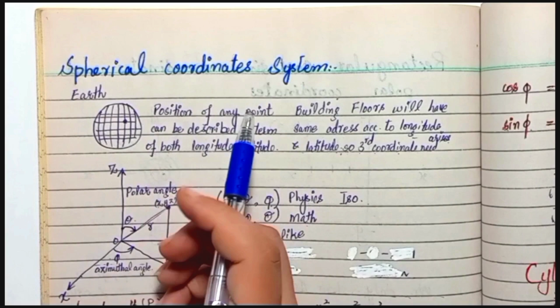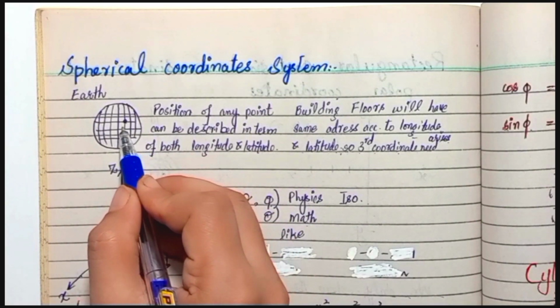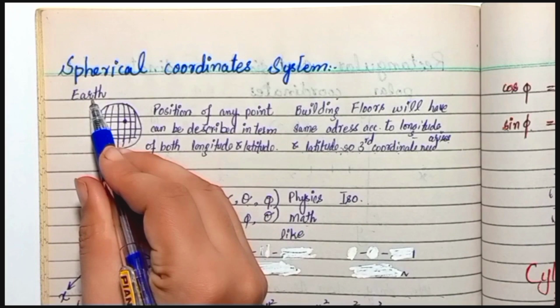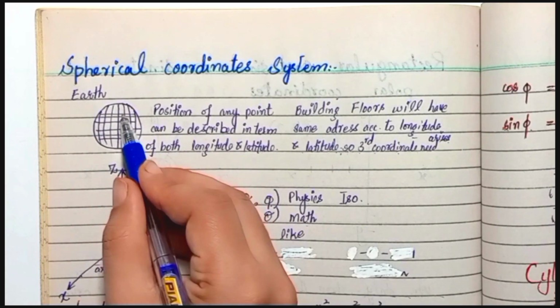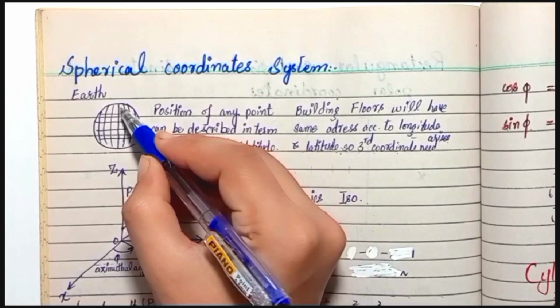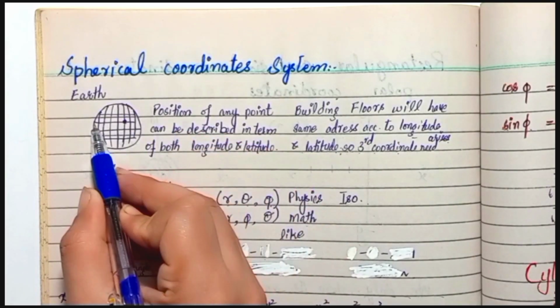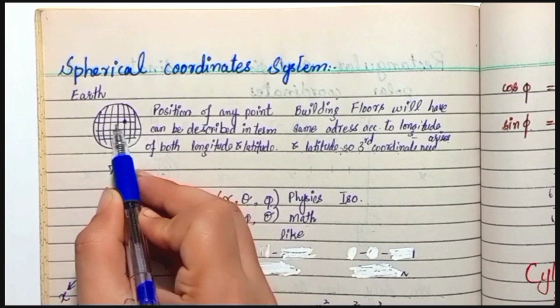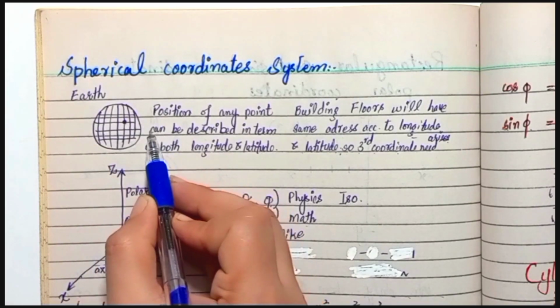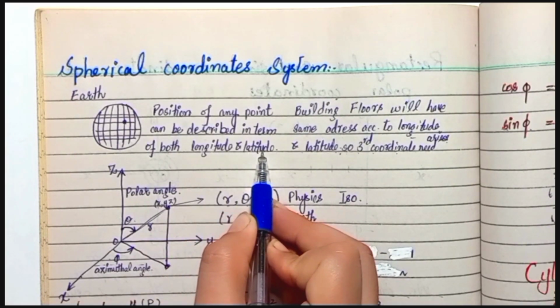Polar coordinates. On a spherical body, the position or location of any point can be found in terms of longitudes and latitudes. For example, Earth is a spherical body, and there are two types of lines on it. Lines extending from the north to the south pole are called longitudes, and lines extending from east to west are called latitudes. The position of any point on Earth can be described in terms of longitudes and latitudes.